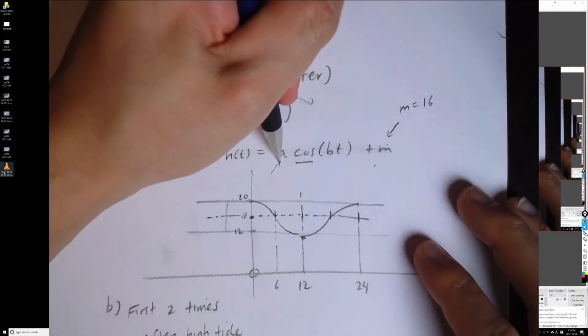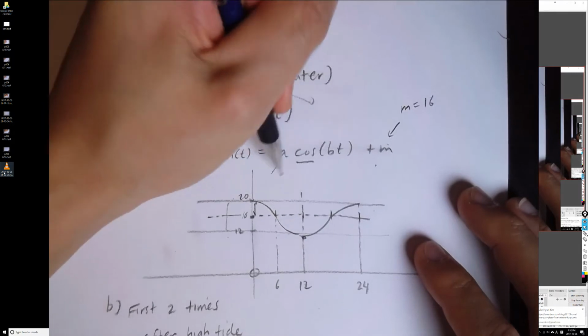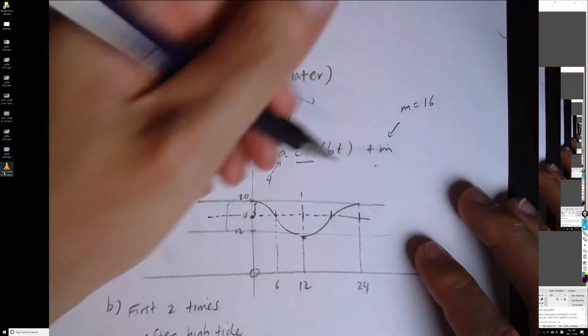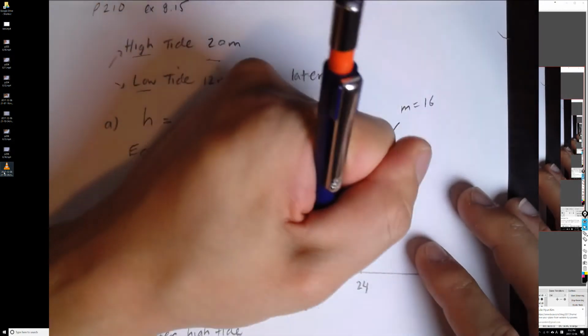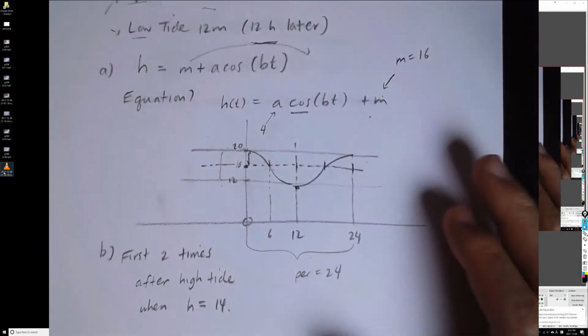So in terms of the a value, the amplitude is going to be the distance between the center line and the top, 16 and 20, so a is 4. And this here is one full cycle. The period is equal to 24 hours, 24.